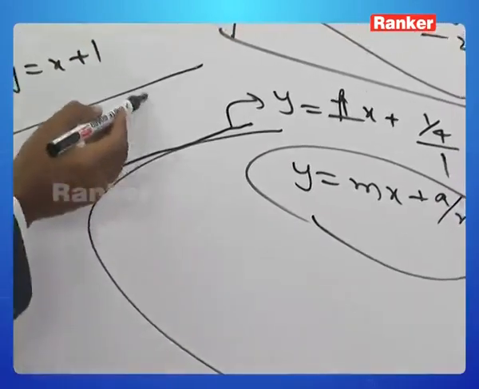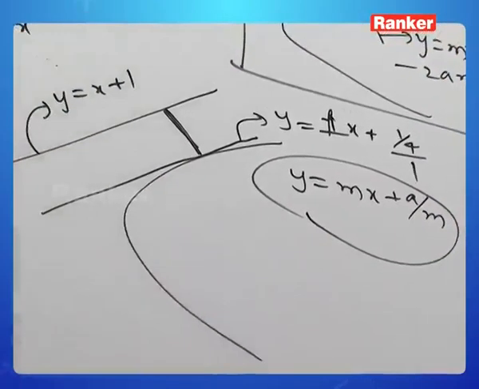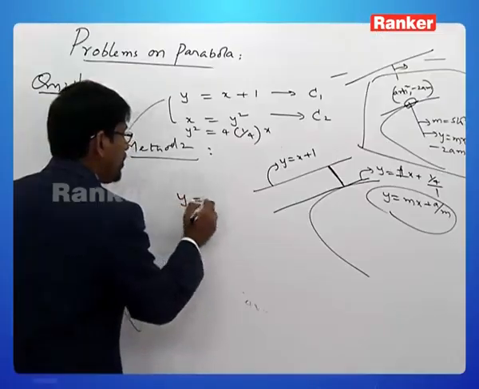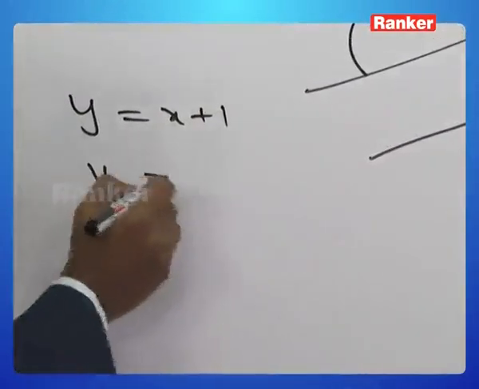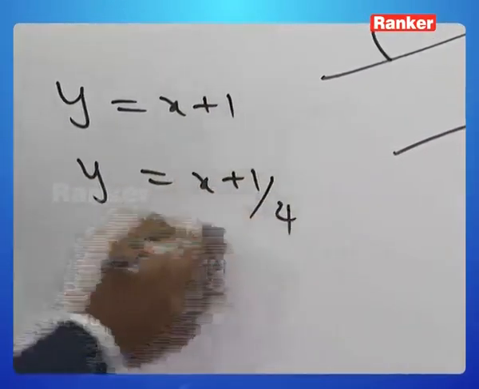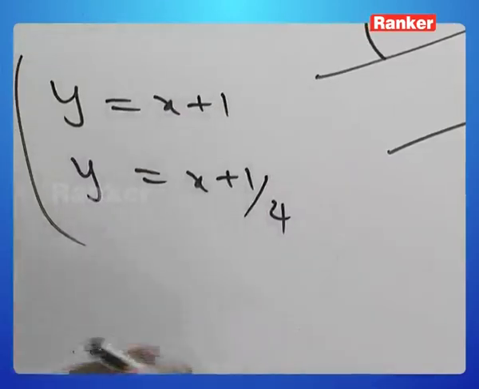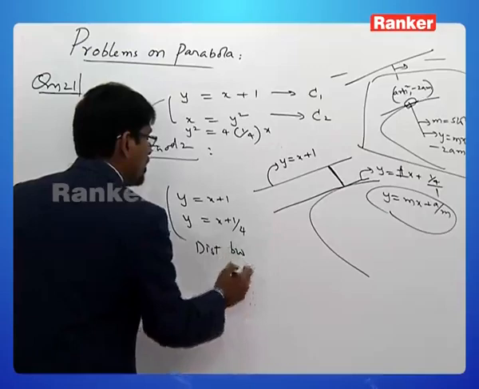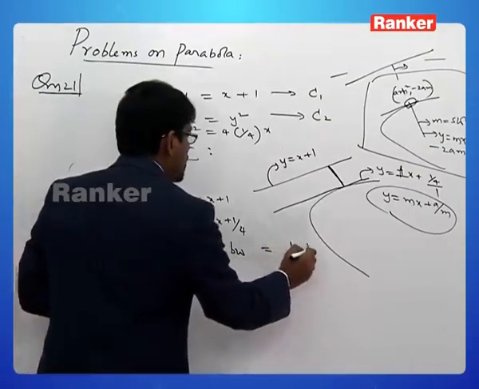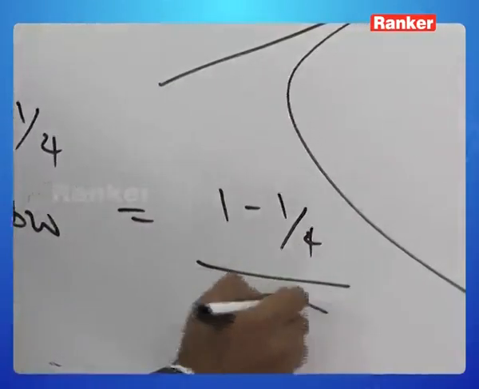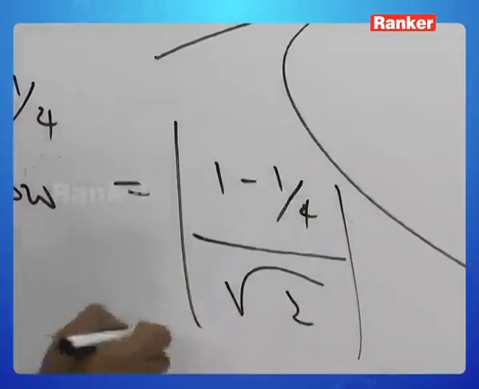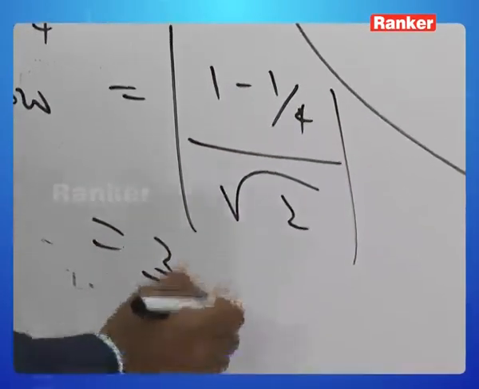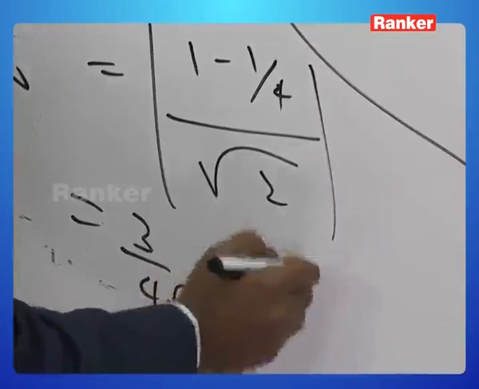Now I just find out the distance between these two parallel lines. y is equal to x plus 1 and y is equal to x plus 1 by 4. These are the two parallel lines. What is the distance between them? It is given by 1 minus 1 by 4, by under root of 2. So that makes it 3 by 4 root 2, which is nothing but 3 root 2 by 8.